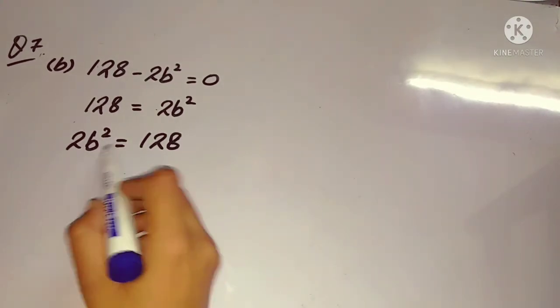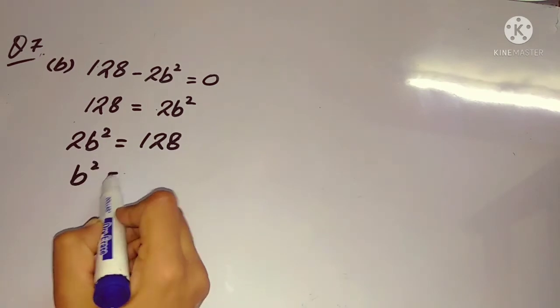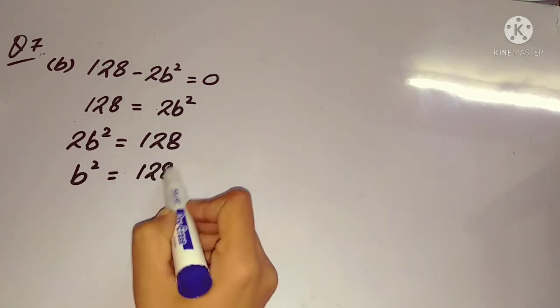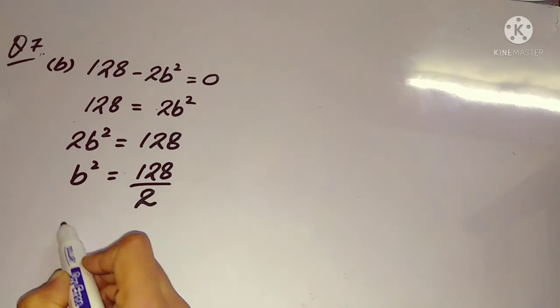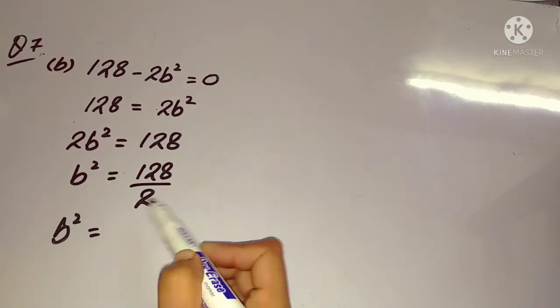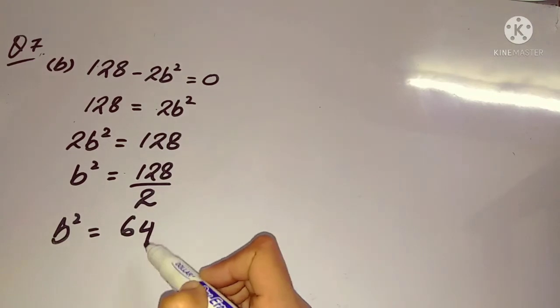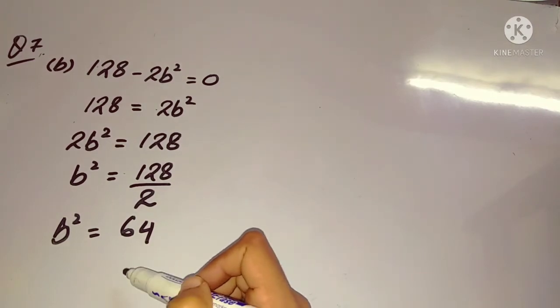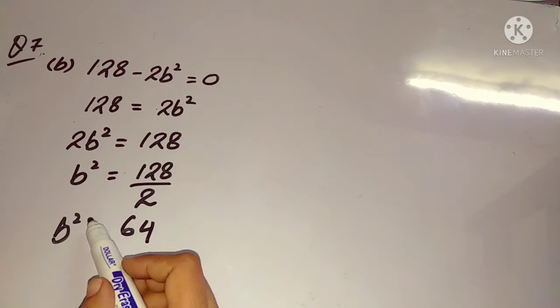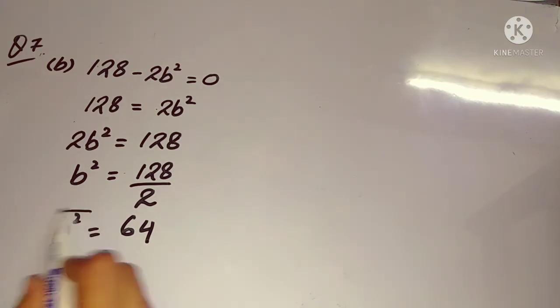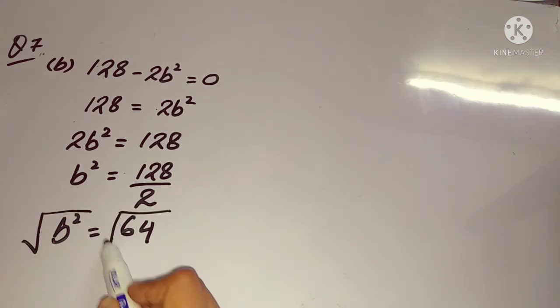Now 2 is multiplying with b square. When it will come to this side, it will be divided with 128. Alright, so b square will be equal to 64, because 2 6s are 12 and 2 4s are 8. When you divide 128 by 2, you will get 64. As we have to find out the value of b, we don't need this square.